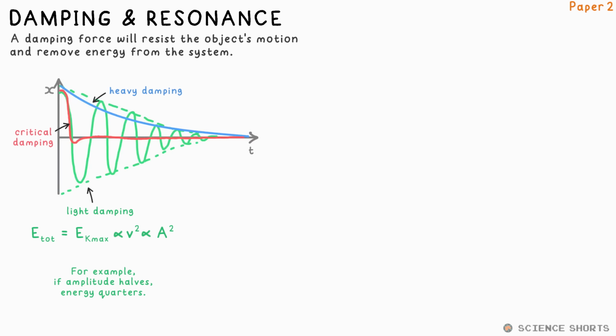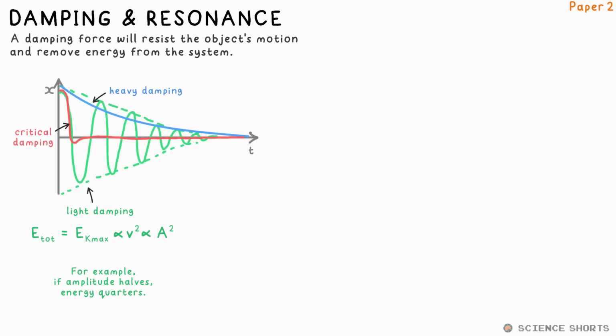Critical damping is when the damping force is applied just as the object reaches equilibrium, ensuring that it comes to a stop at equilibrium as quickly as possible. This would be like you grabbing somebody on a swing as they reach the bottom. Shock absorbers in car suspension are designed to do this as much as possible.